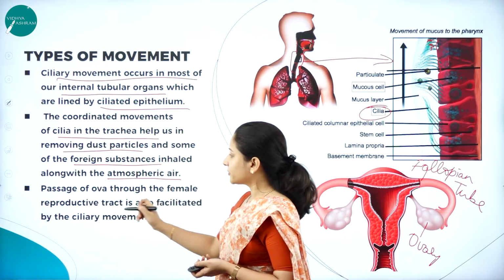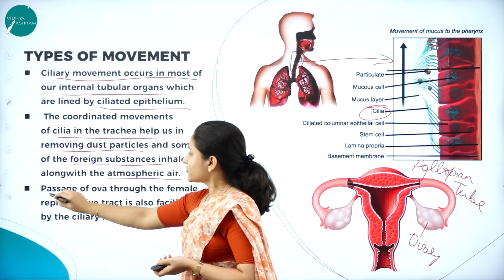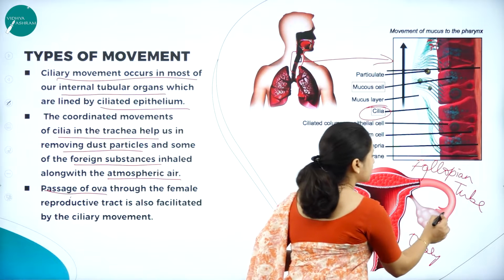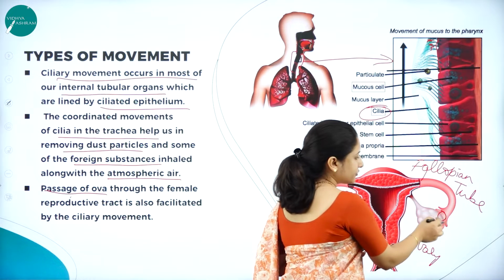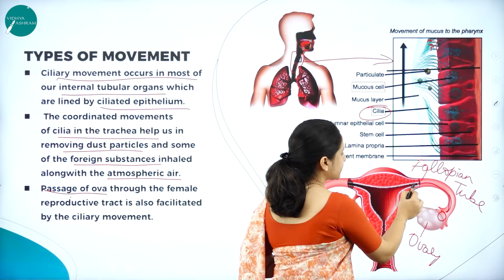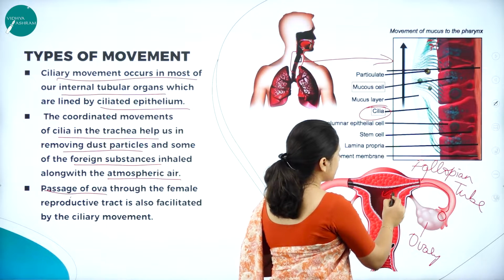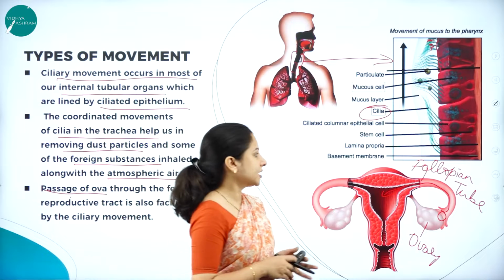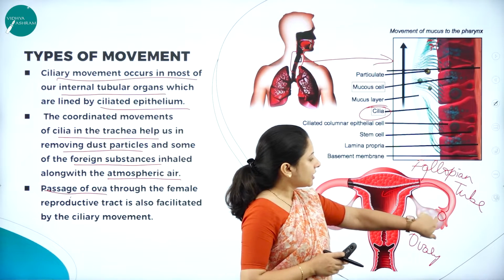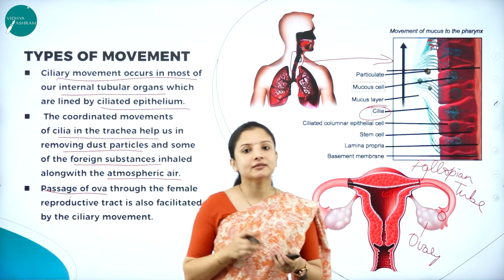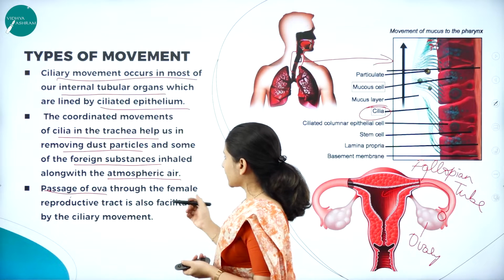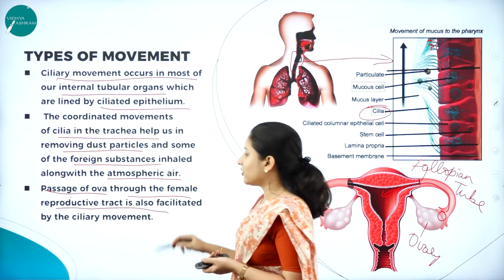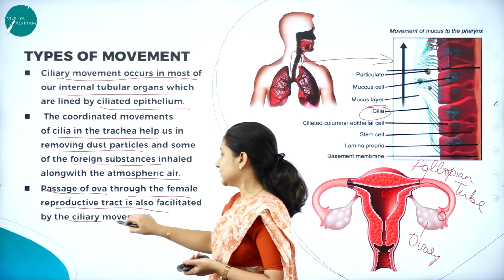Next, I told you the passage of ova. Ova will be produced in the ovary. This ova, which is produced in the ovary, has to travel through the fallopian tube, reach the uterus and embed itself in the uterus, because the baby grows in the uterus. So here what should happen? If this movement has to occur, then it is a ciliary movement occurring. So the passage of ova through the female reproductive tract is also facilitated by the ciliary movement.